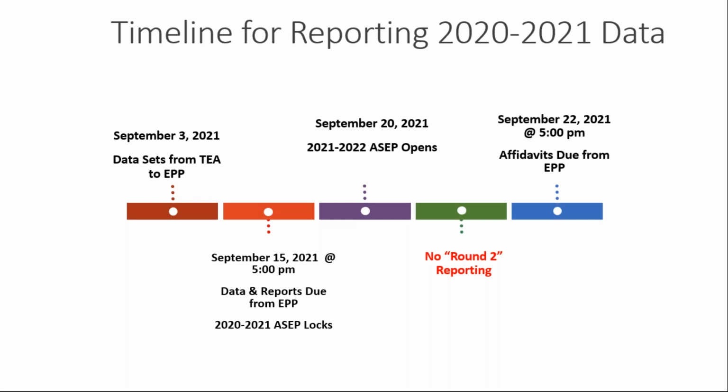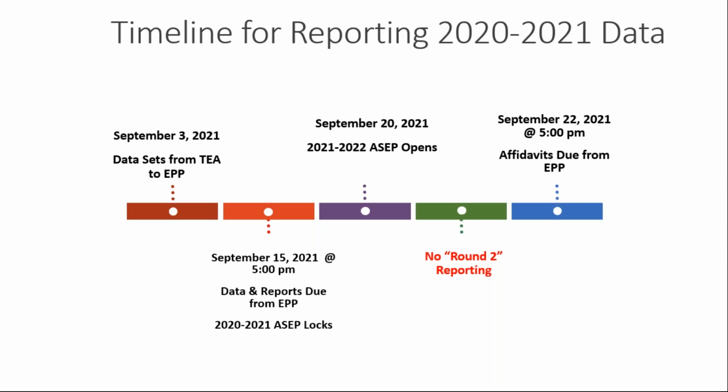That all said, here's the timeline. You'll get your observation data sets in early September, and then all data must be complete and accurate and submitted to TEA by 5 p.m. on September 15th when ASEP will lock. All data includes admissions data, candidate enrollment status on the finisher records list, observation data, and applied data.